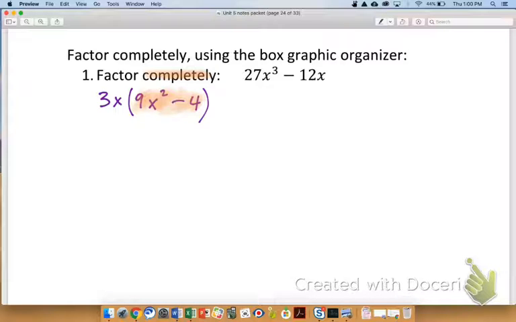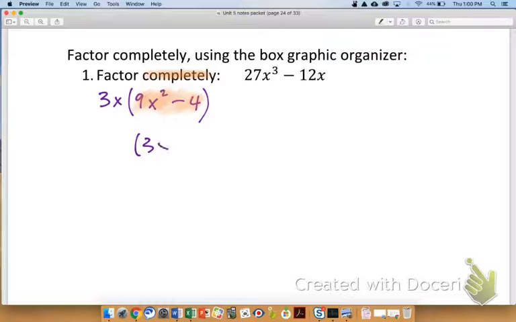Remember that pattern you guys got so good at before you left? Everyone had a perfect score basically on our second to last question. Is 9 a perfect square? Yes. Is x squared a perfect square? Yes. Is 4 a perfect square? Yes. And is it minus? Yes. Therefore, it's the difference of 2 squares, right? So, does anybody have any ideas how that 9x squared minus 4 would factor?